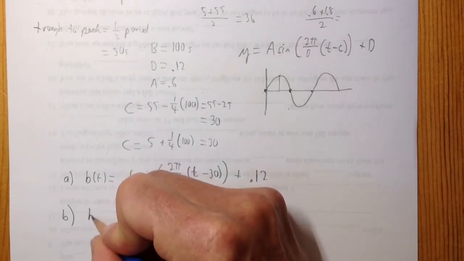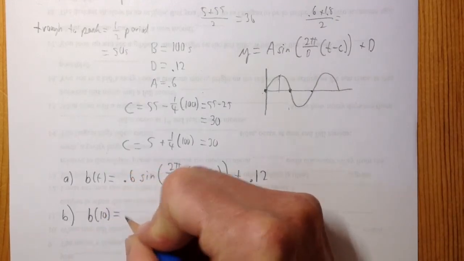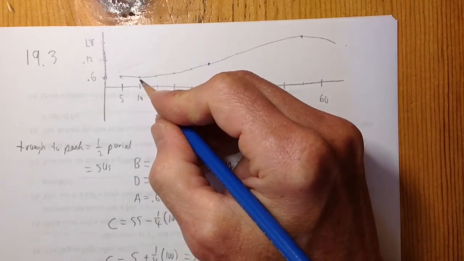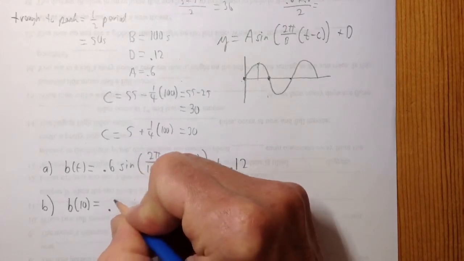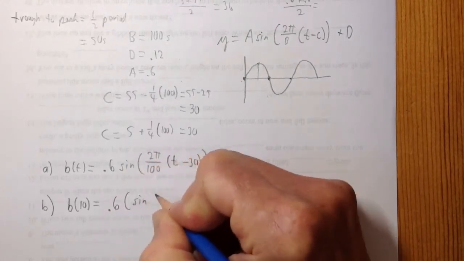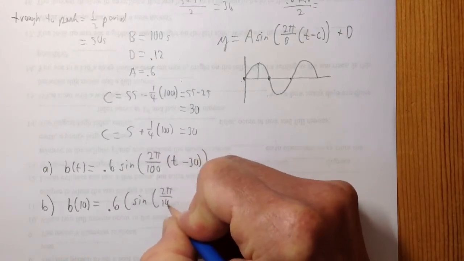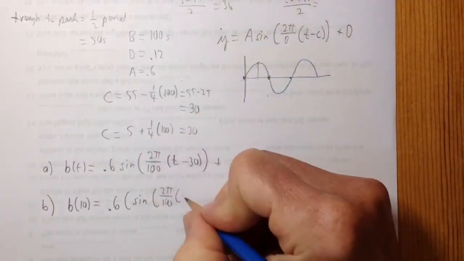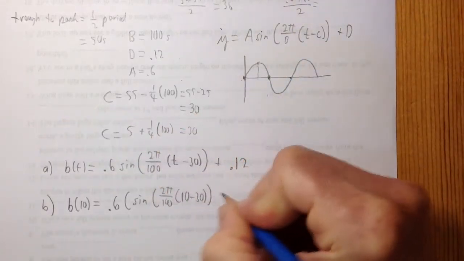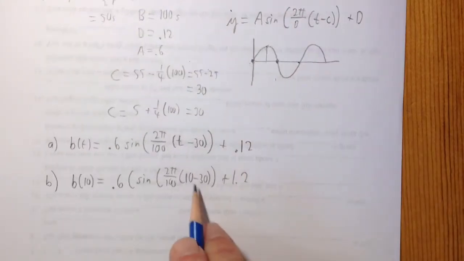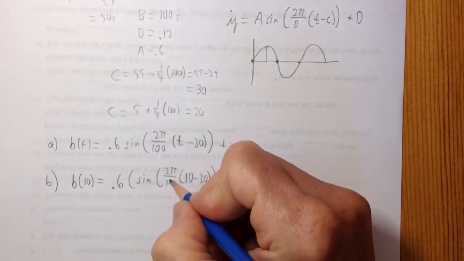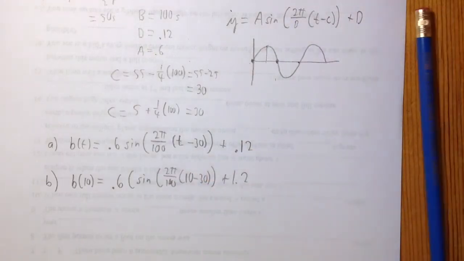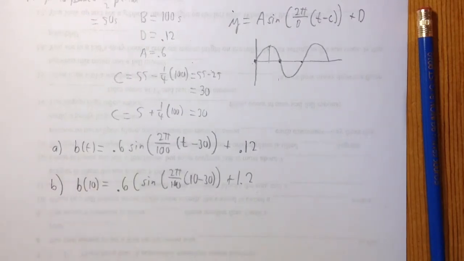So let's say, what is the breath at 10 seconds? It's going to be bigger than 0.6, should be like 0.65 or 0.7 or something, right? So we better get something like that. So it's 0.6 times the sine of 2 pi over 100 times T, and T is 10 here. So 10 minus 30, plus 1.2. Make sure your calculator's in radians. That's negative 20. It's important that it's negative. And then you plug all that stuff in, and it takes a while. So again, it's really good practice making sure you get an answer that makes sense.